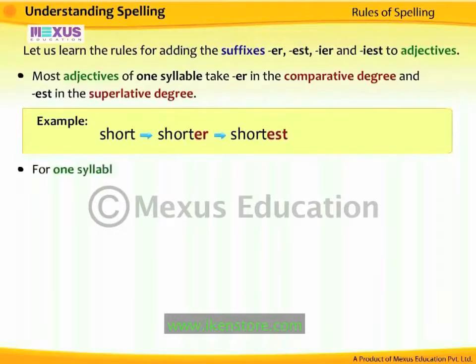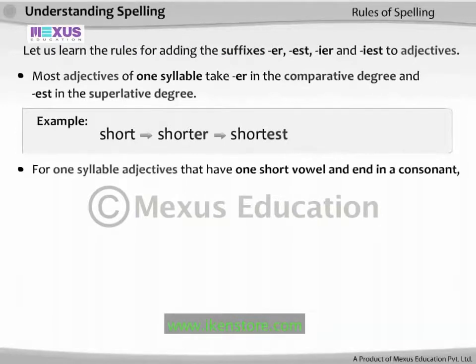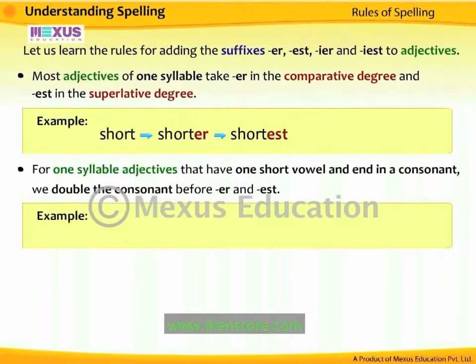For one-syllable adjectives that have one short vowel and end in a consonant, we double the consonant before er and est. For example, sad is spelled with a double D in sadder and saddest.